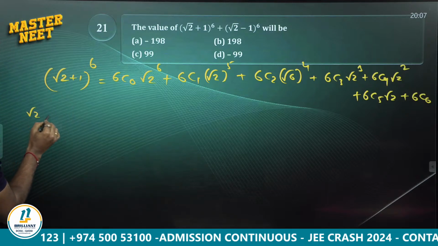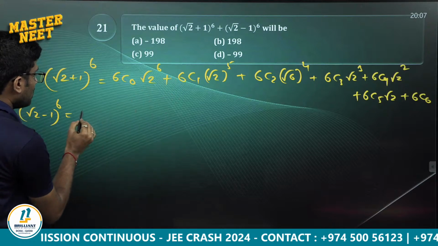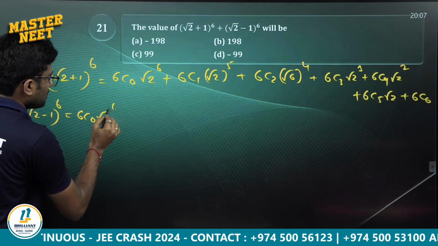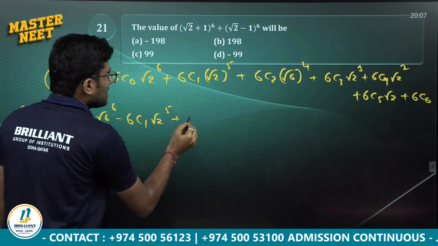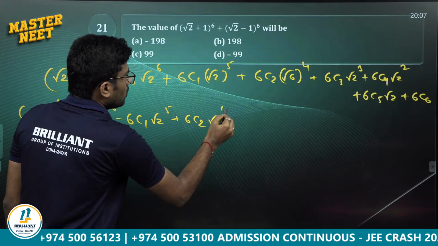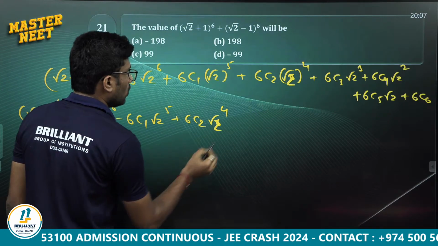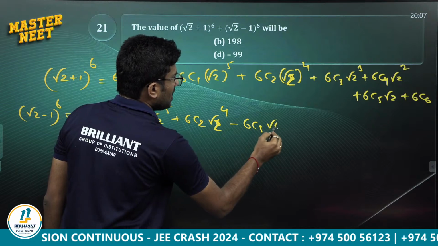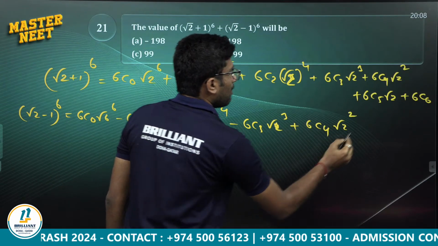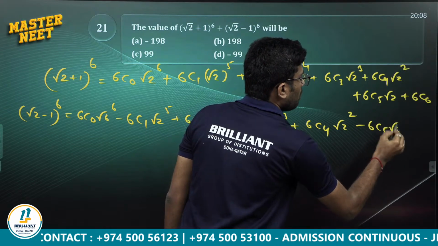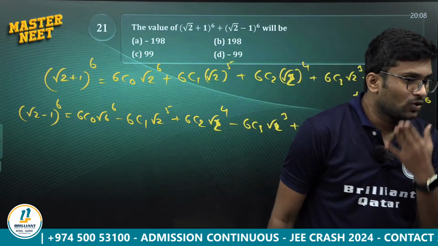In the same way, if I take (root 2 minus 1) whole power 6, it has alternate plus and minus signs, starting from 6C0 root 2 power 6, minus 6C1 root 2 power 5, plus 6C2 root 2 power 4, minus 6C3 root 2 power 3, plus 6C4 root 2 power 2, minus 6C5 root 2 power 1, plus 6C6.